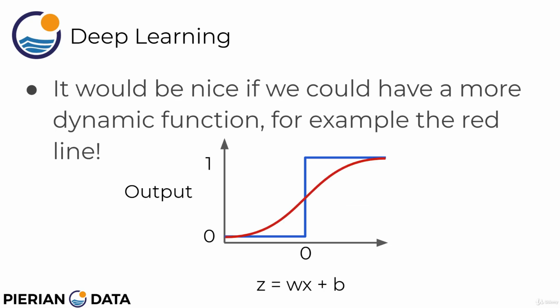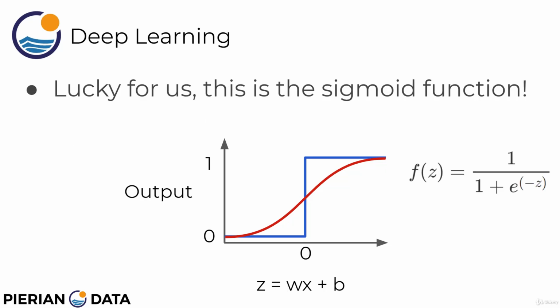It would be really nice, however, if instead of using such a dramatic step function, we have a little bit more of a dynamic function. For example, that red line. So lucky for us, and you're probably already familiar with this if you've done any machine learning classes, this is actually the sigmoid function. It has the same lower bound and upper bound, so 0 and 1, which is useful for binary classification, but it does this in a little more of a moderate fashion than a simple cutoff that a step function would do.